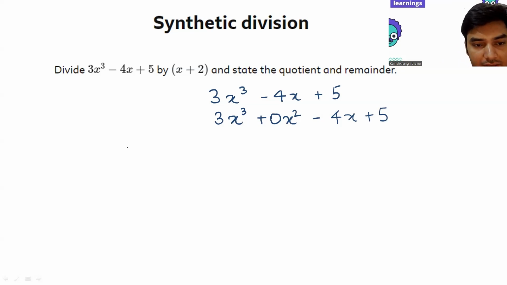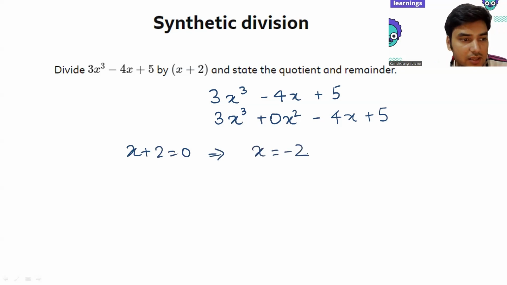And then equate your divisor with 0. So x plus 2 is equal to 0. This implies x, I get it as minus 2, right? So this thing we have done, this was the step number 1. Consider it as step number 1, these both things, right?